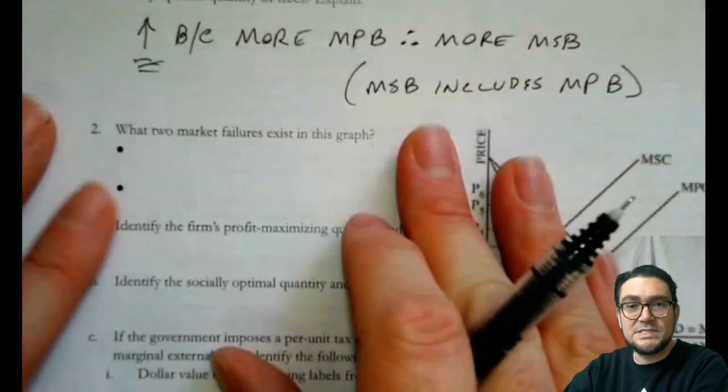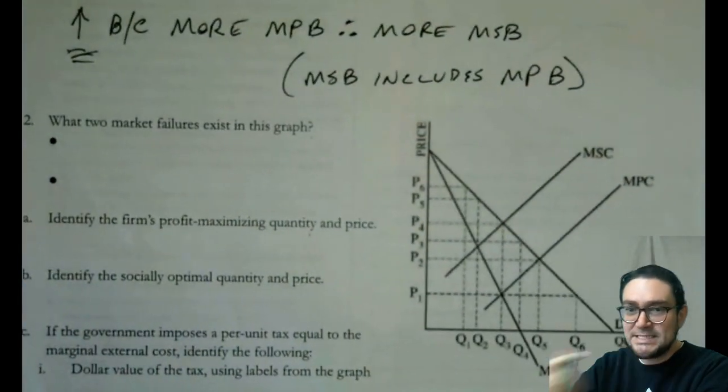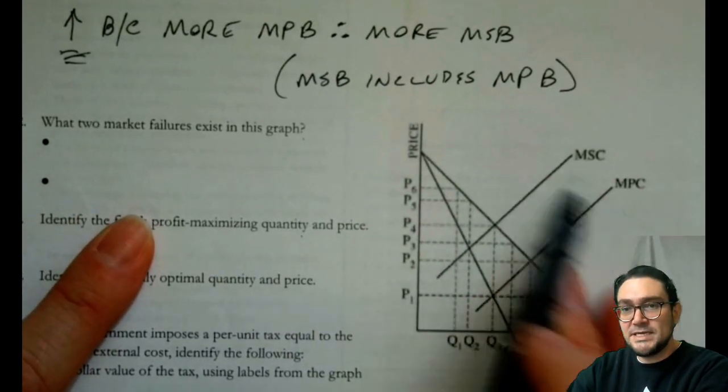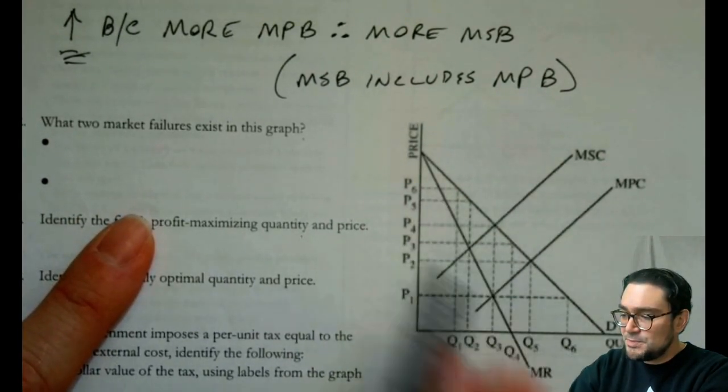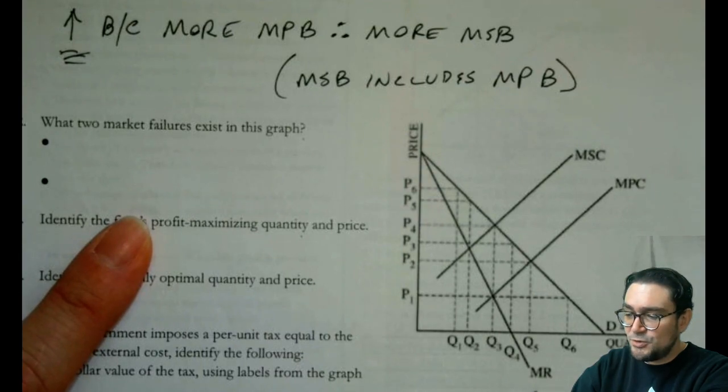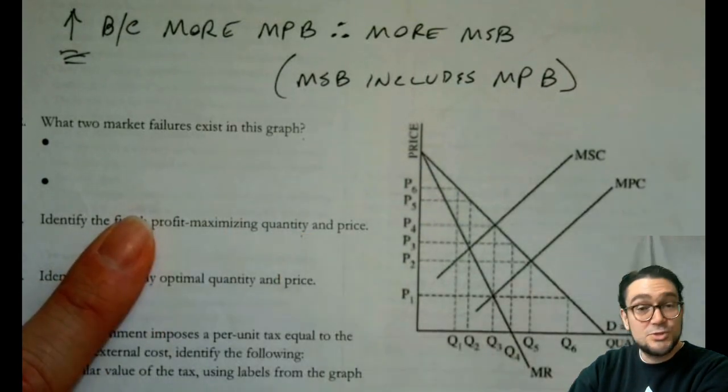All right, let's take a look at this second one here. A graph showing us two interesting phenomena. We've got an extra cost curve on here, so we know that there's a negative externality. We also have a downward sloping demand curve and a separated marginal revenue curve. And this question says, what are two market failures that exist?